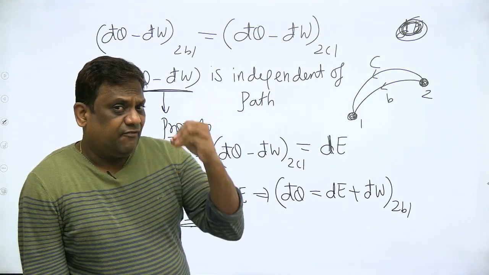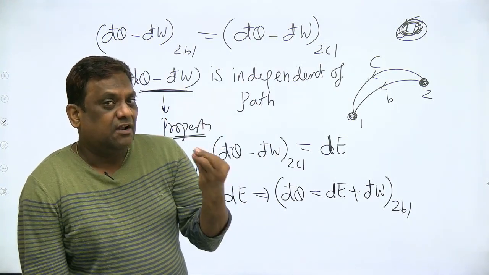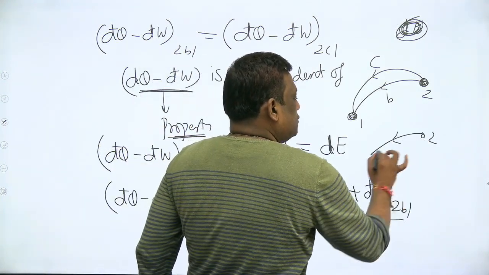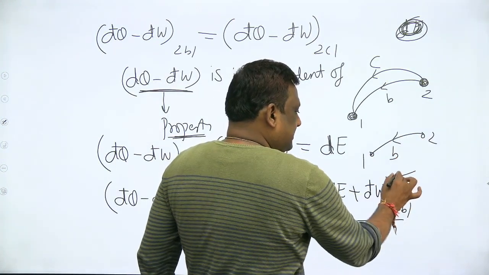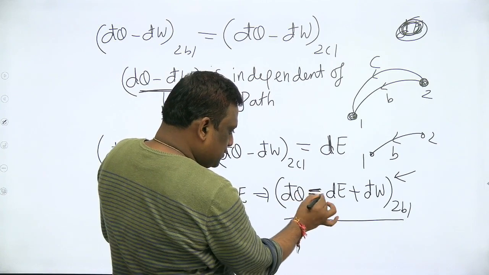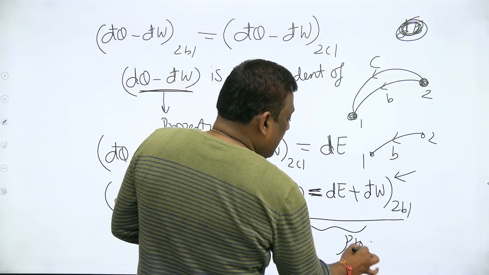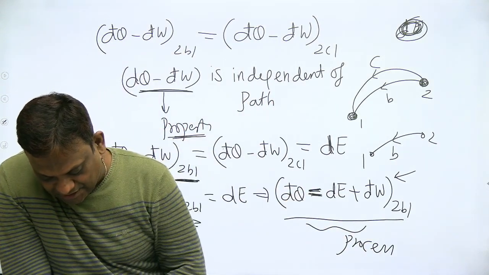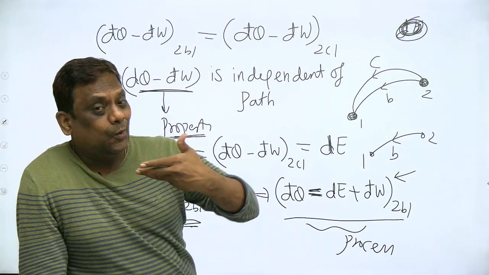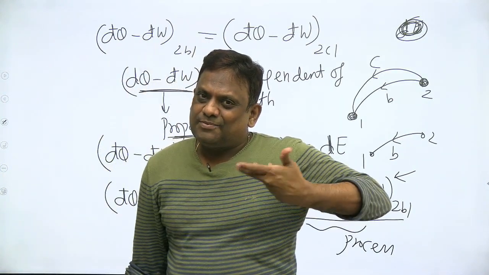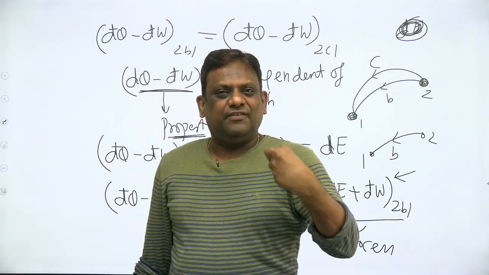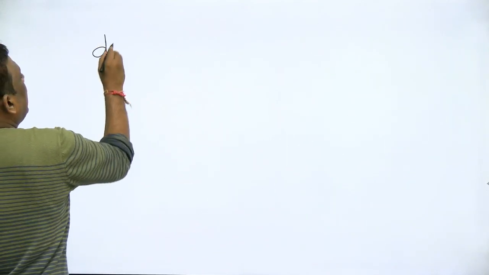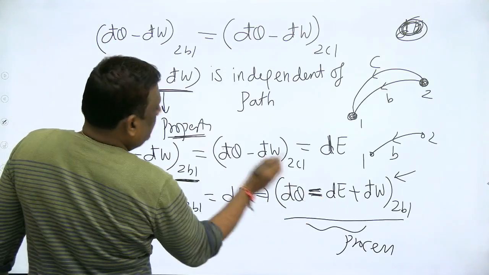See the beauty of the subject. I was not having first law of thermodynamics equation for a process. Can anyone tell what is 2B1? It is a process, and this is the equation of first law for a process. First I was not having an equation for a process. Now I have the equation of first law for a process. How the subject is evolving. Right now I am richer with first law for a process, first law for a cycle. Now please observe: D dash Q is equal to DE plus D dash W.